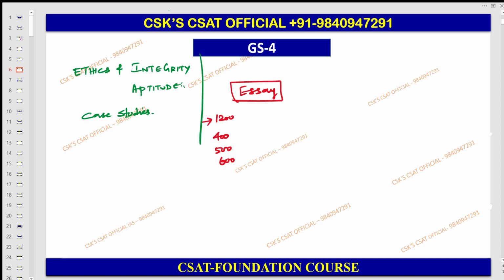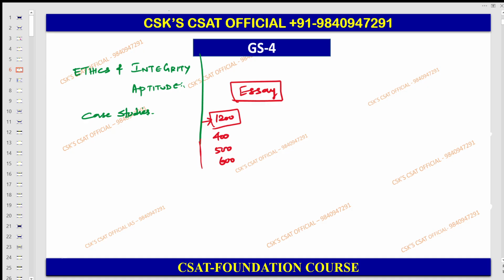You should not expect sudden changes here. It will not work. Gradually, see, 1000 to 1200 words is quite difficult. So gradually improve, and by the end of January, you should be able to write at least 800 to 1000 words. Theme-based essays also play a very vital role.